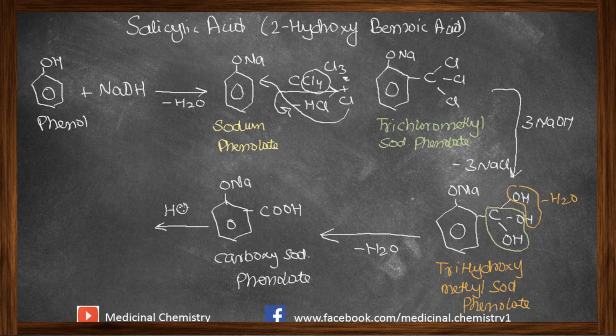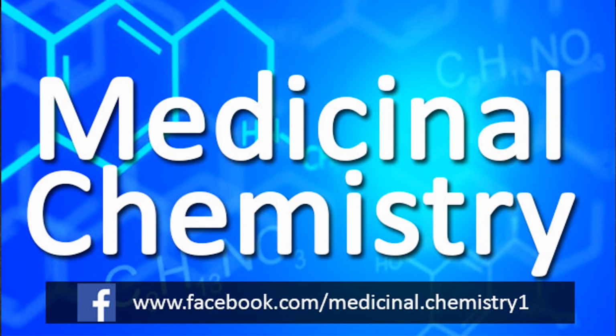Then this carboxy sodium phenolate undergoes reaction with HCl, with removal of an NaCl molecule. It will consequently form our desired product, that is salicylic acid or 2-hydroxy benzoic acid, leaving behind one molecule of sodium chloride. So this is all about the synthesis of salicylic acid. I hope you people learned it.